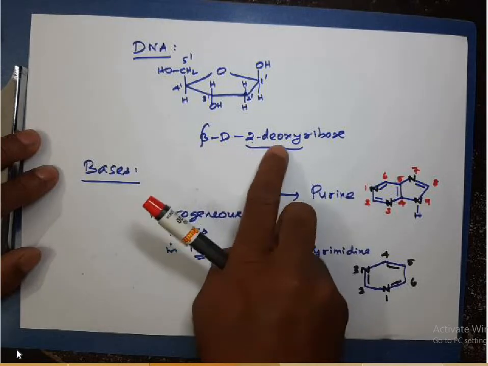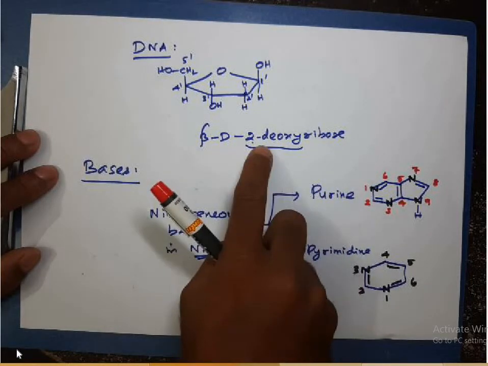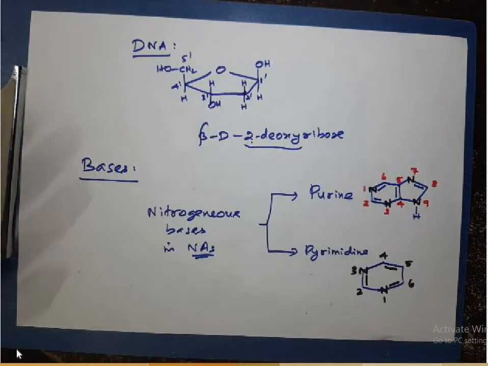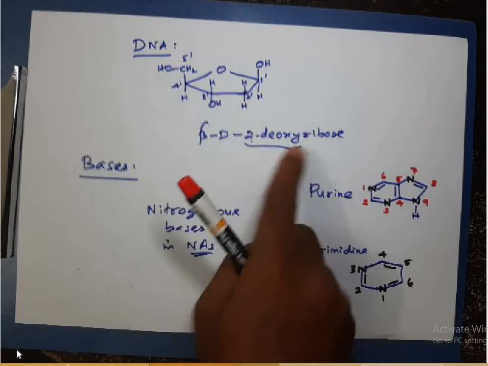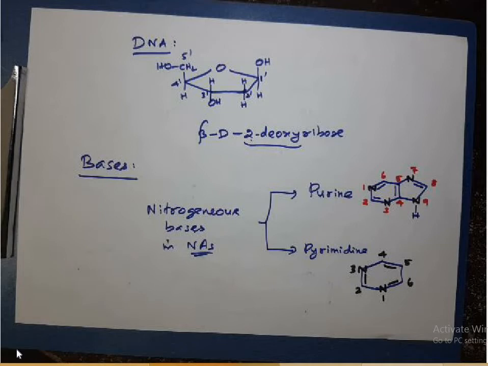Beta D 2-deoxyribose. This is the sugar present in DNA. So what is the difference in the sugar present in RNA and DNA? In RNA we have normal ribose, beta D ribose. In DNA we have beta D 2-deoxyribose. And this is regarding sugars.